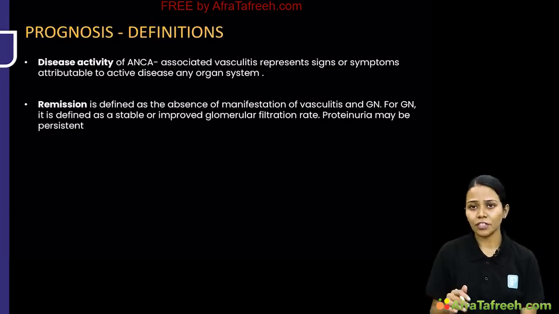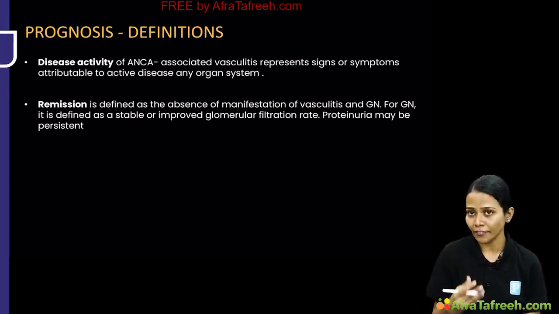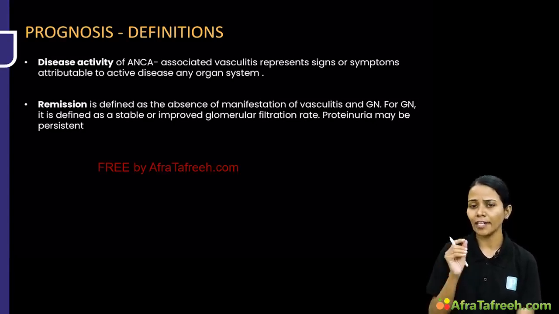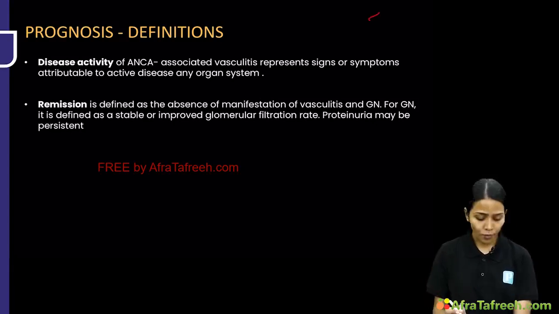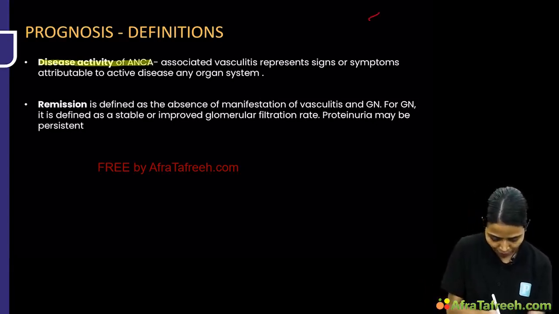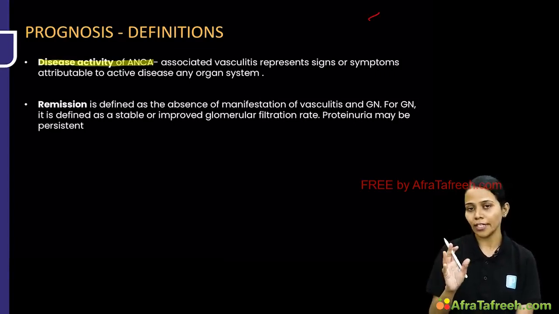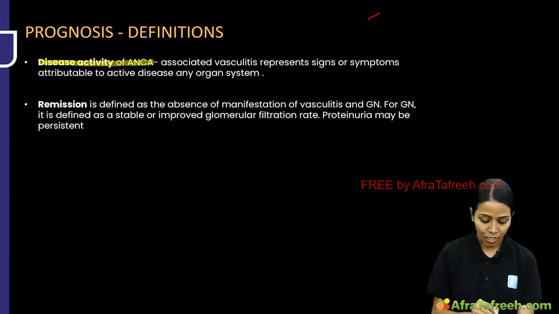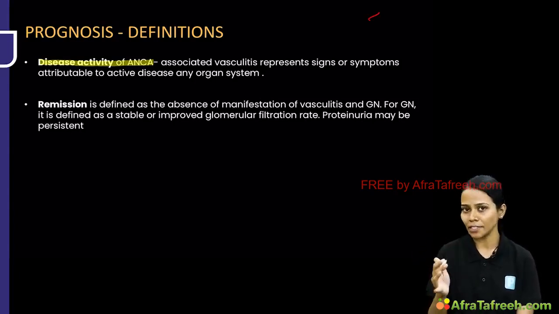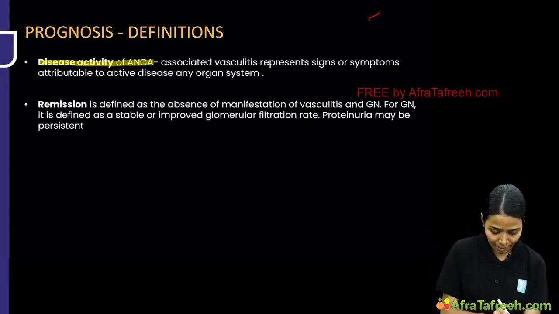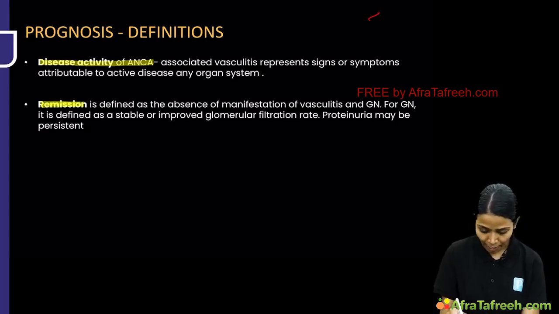Now, coming to the definitions. Before getting into the disease, we have to know certain definitions that are coined by KDIGO, which will help us in understanding the disease and how we have to label each patient. So first is disease activity of ANCA. What is disease activity of ANCA? It means there are associated vasculitis symptoms or signs, okay, which can be attributed to vasculitis. It might be affecting any organ or system. So disease activity means active disease is present in any organ or any system, and this can be attributed to ANCA.